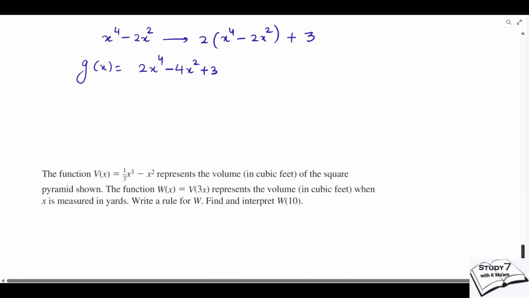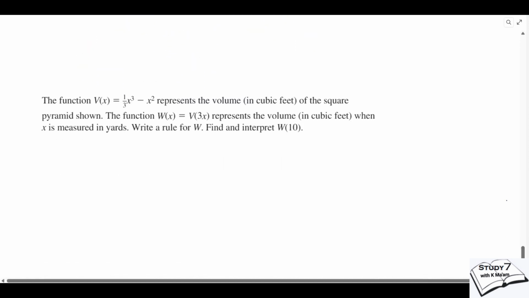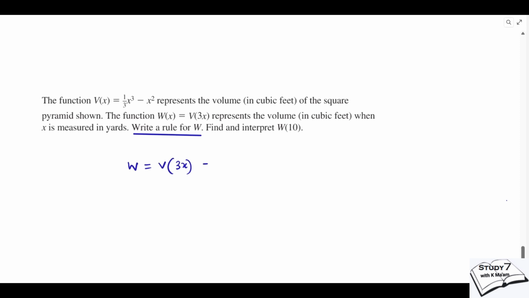Okay. Now, the next question is, function V of x is given. It's a volume function, given as 1 by 3x cubed minus x squared. It represents the volume of a square pyramid, and the function W(x) is equal to V of 3x. So we have to find the rule for W. W is V of 3x. So whatever x is written in V, change it with 3x.